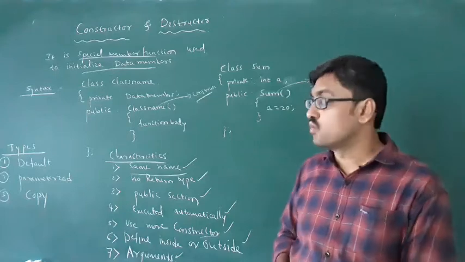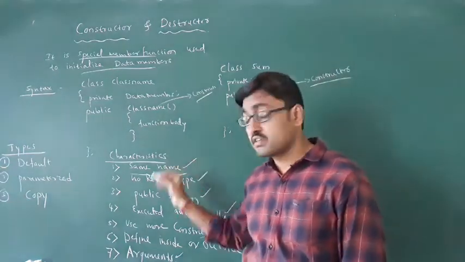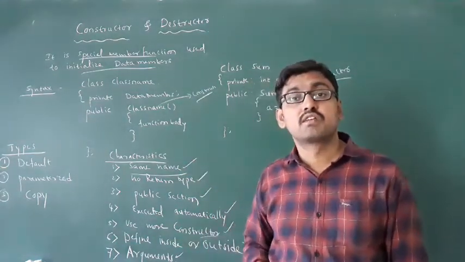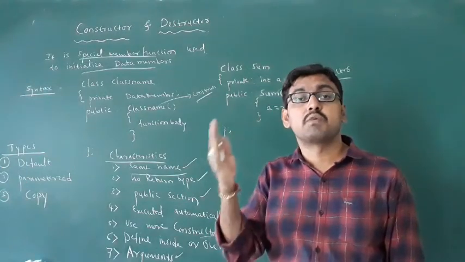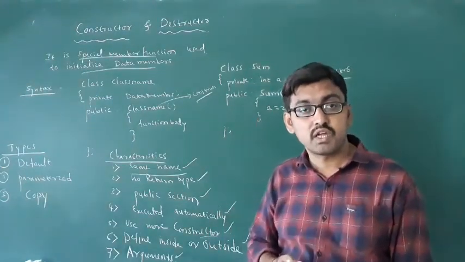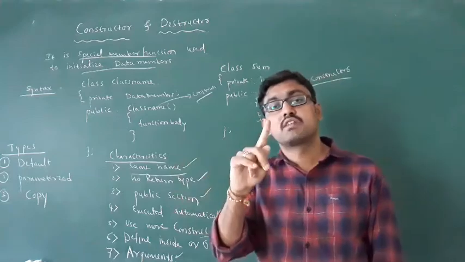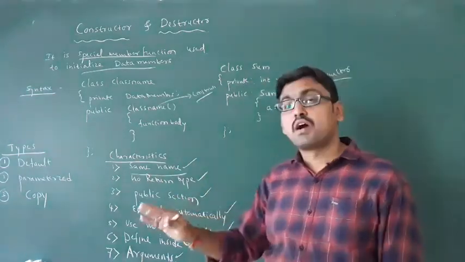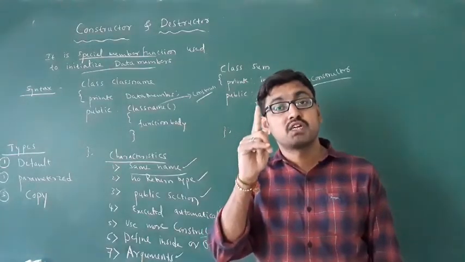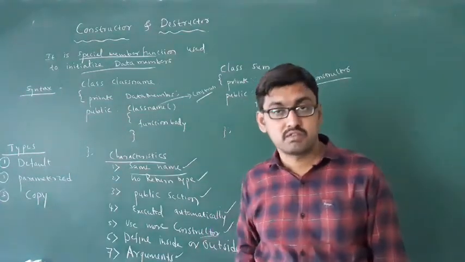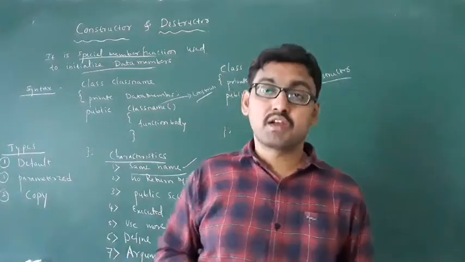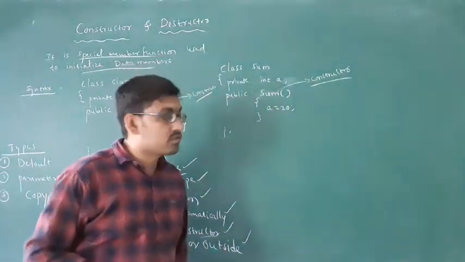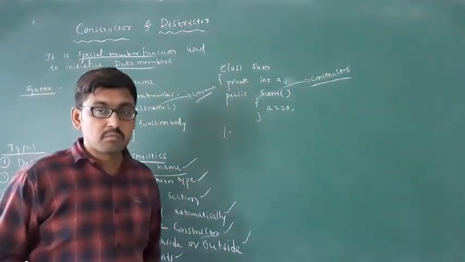First, the characteristics of a constructor: the constructor name and class name are always the same. Then it does not have any return type. Then you always write a constructor in the public section. These three points you have to remember first. Then I am just writing one small program, so you can understand about this.